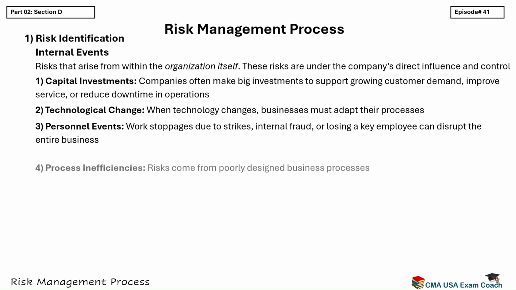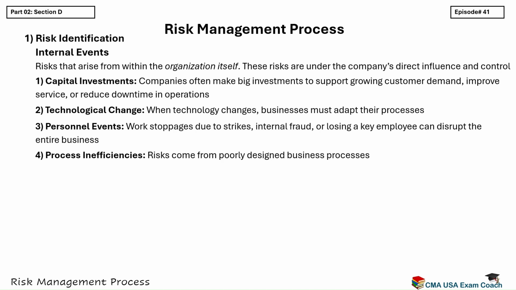4. Process inefficiencies. Sometimes risks come from poorly designed business processes. For example, if the approval process for supplier payments is too complex, it could delay payments, damage supplier relationships, or even result in missed discounts.